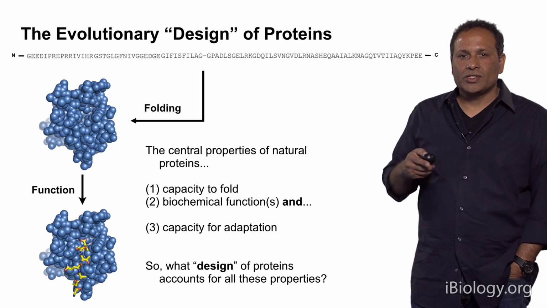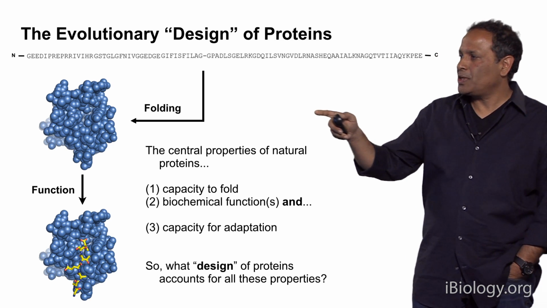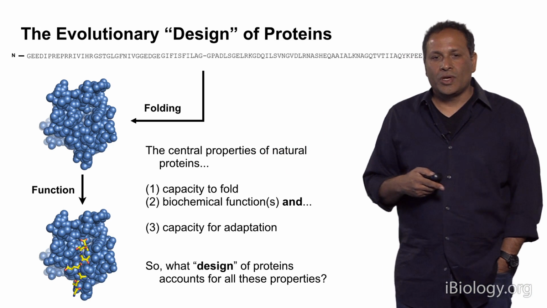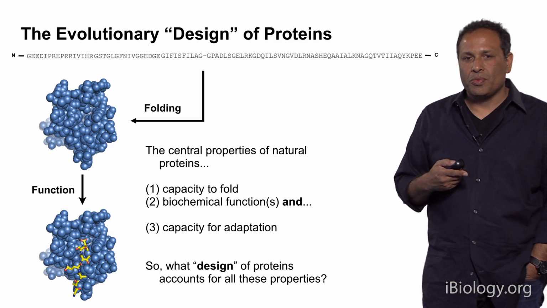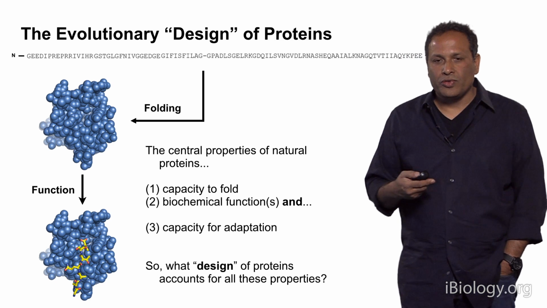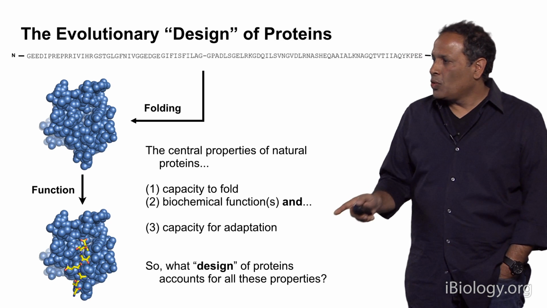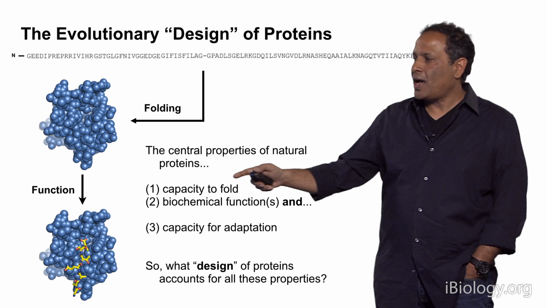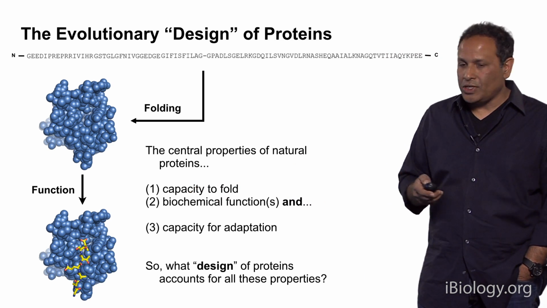What information in the sequence, constraints on the amino acids and interactions between amino acids, is necessary and sufficient to specify these properties of natural proteins: the capacity to fold, the ability to carry out biochemical activities, and then, of course, since these are natural proteins that are subject to the evolutionary process, the ability of proteins to be adaptive and to change their function in response to changing selection pressures, that is, the capacity for adaptation. So what design of proteins accounts for all these properties? And again, I want to remind that by design we mean the pattern of physical interactions between all the amino acids that mediates all of these properties.